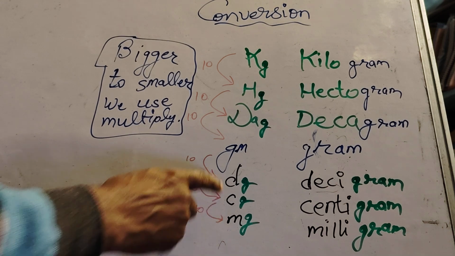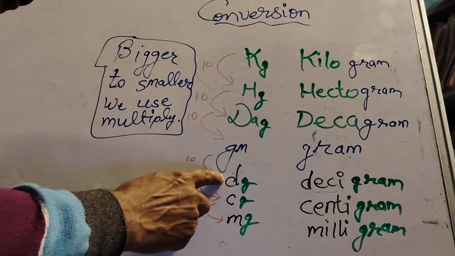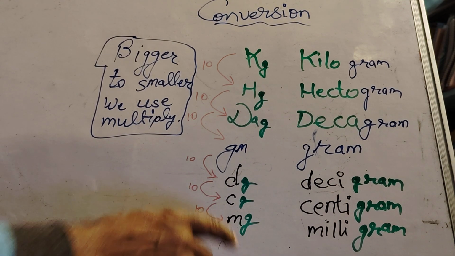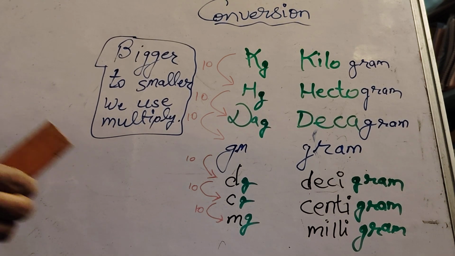1,000. Correct. Now 1 decigram equal to how many centigram? 10. 1 decigram equal to how many milligram? 100. Correct. Now 1 centigram equal to how many milligram? 10. Correct. So now look one more thing.